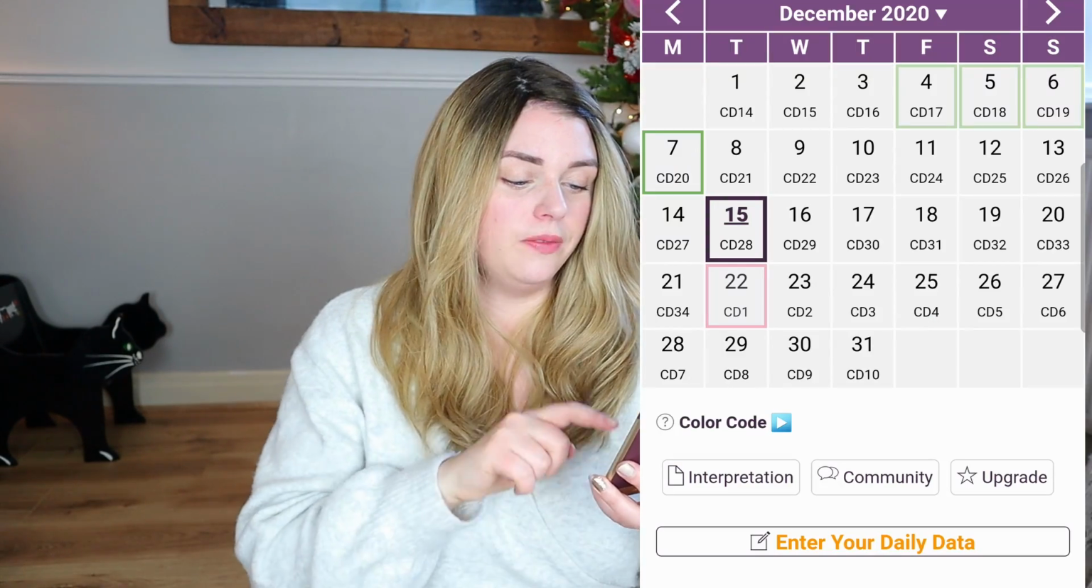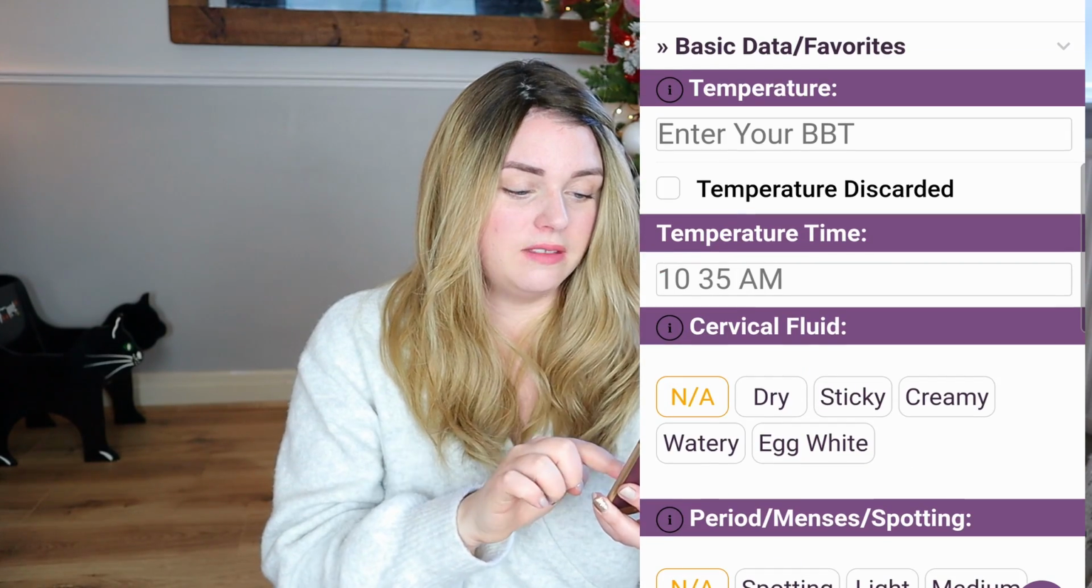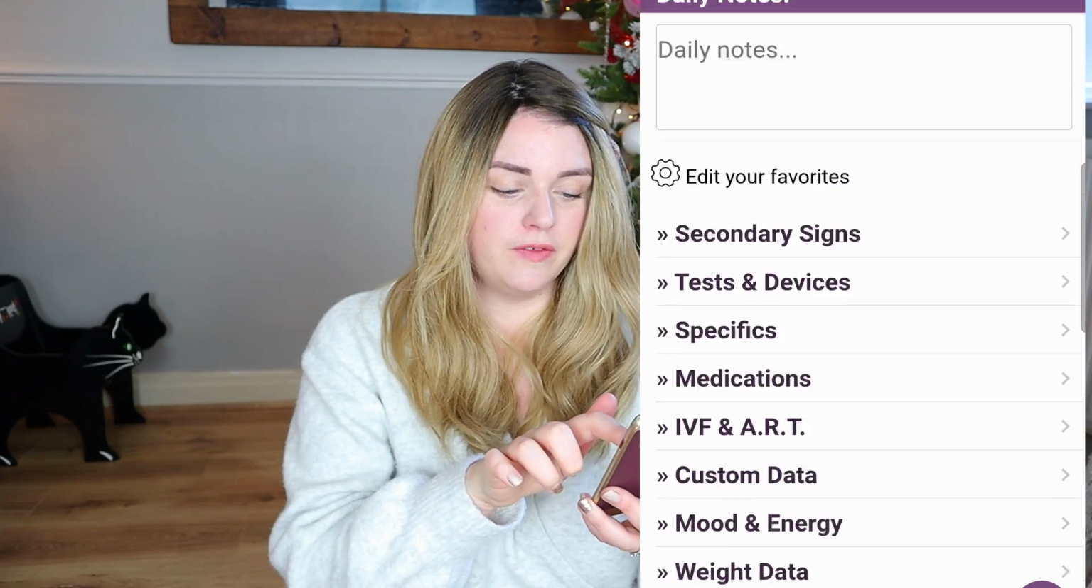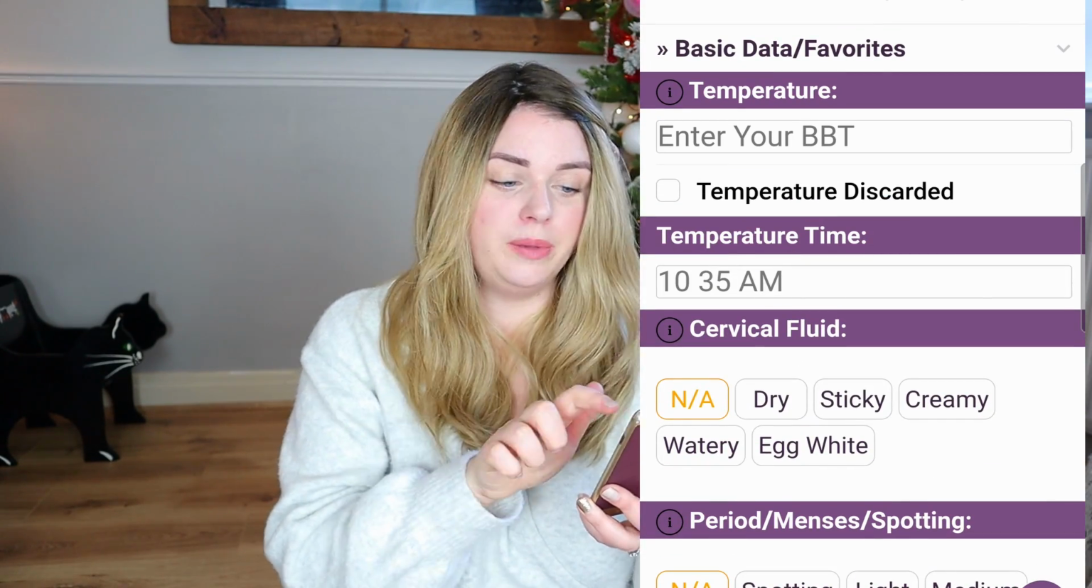Once you have that temperature for the day, then you can log it in your app. So I will show you now how I would do that. So you just click on the day. So we're on cycle day 28. I can click on that day. And then there's lots of different things that you can kind of input. You can see some of them there. But the thing that we're looking at is the top where it says enter your BBT.